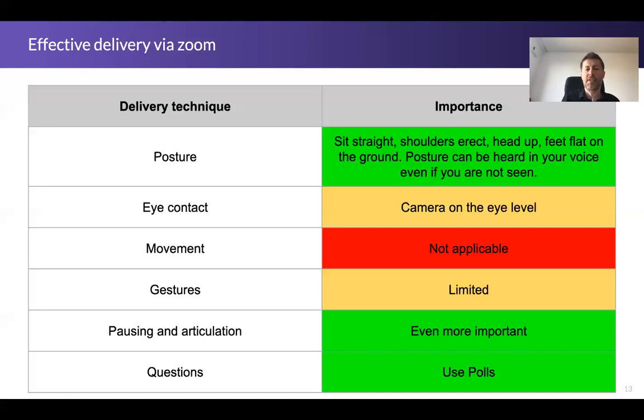There is no analog for scenic movement in a Zoom presentation. We have to live with that. Gestures have limited applicability because most people are anyway looking at the slide, not at the presenter, at the same time. Pausing and articulation are getting even more important. It's super important in a couple of situations: when you want to stress something, when you're answering questions, or when you're asking questions.